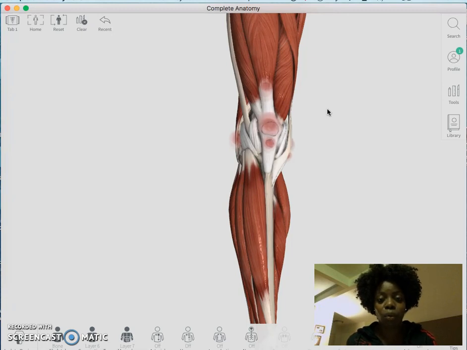So that's knee bursitis in a pretty long second.